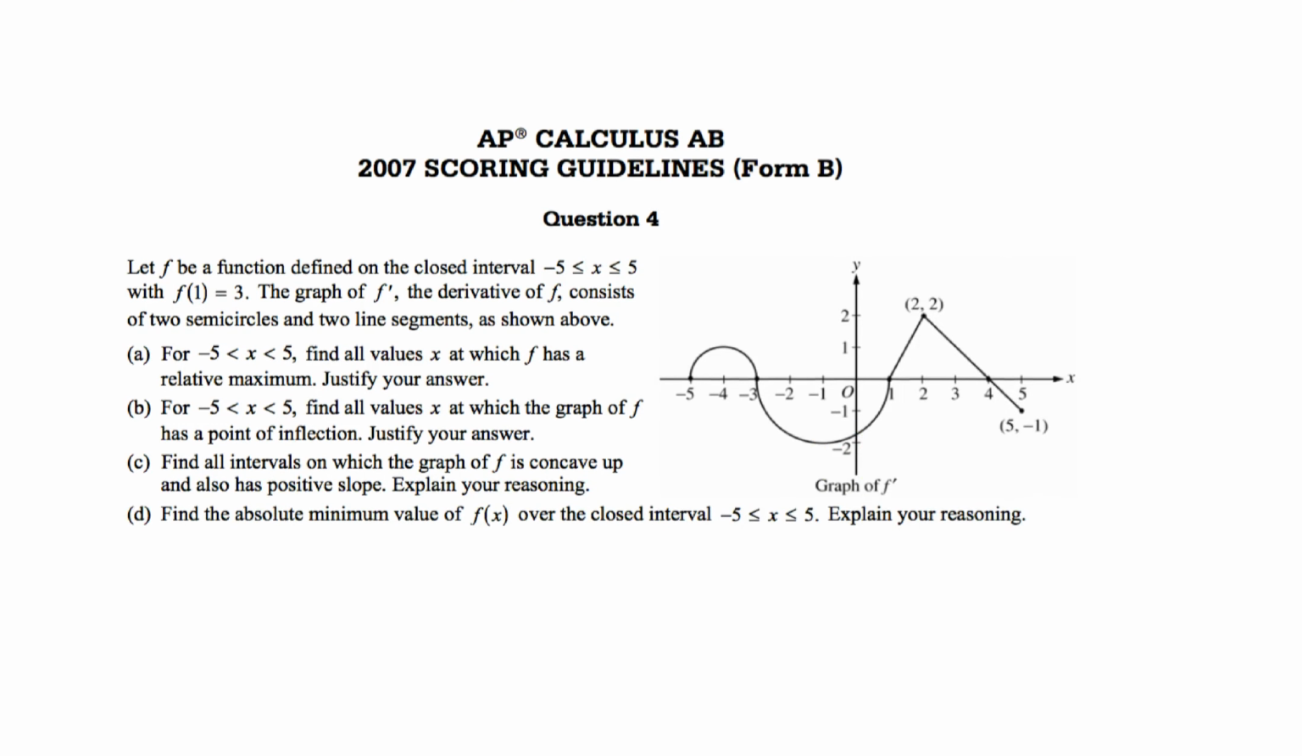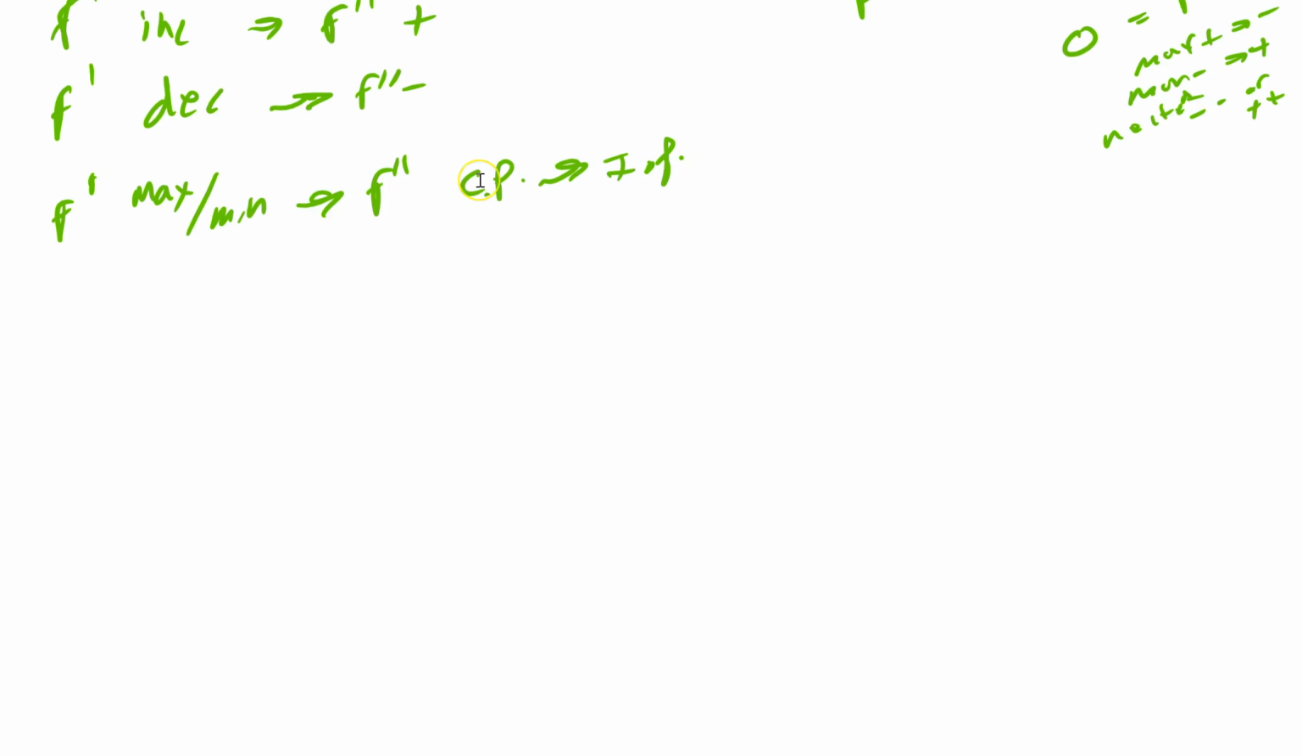So here's this from 2007. Let f be a function defined on the closed interval -5 to 5 with f of 1 equals 3. Oh, that's an initial value right there. And that's actually something I forgot up here, right? If they want to find a value, it's very, very important. If they want to find like f of 3 or something like that, like you have f prime, how are you going to find f of 3? It's always the same thing.